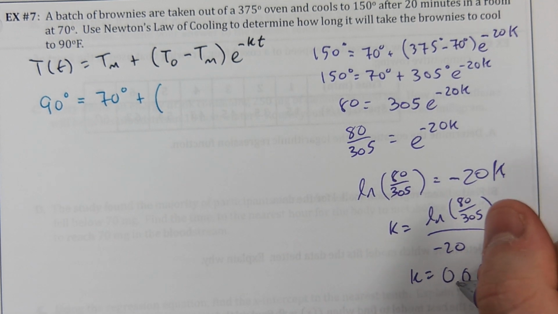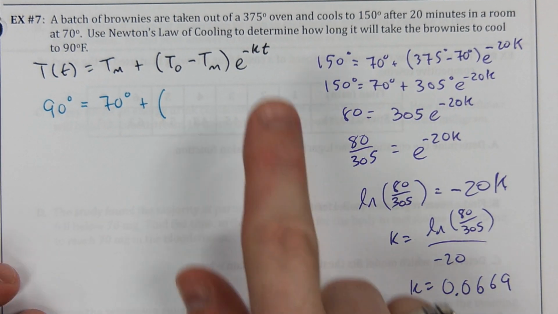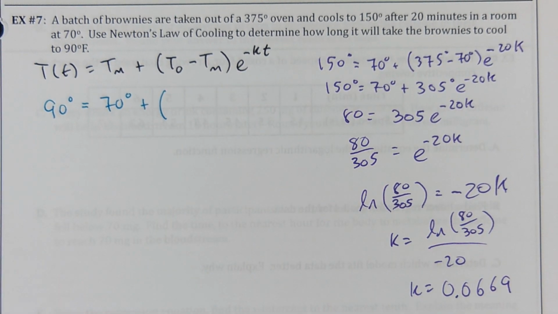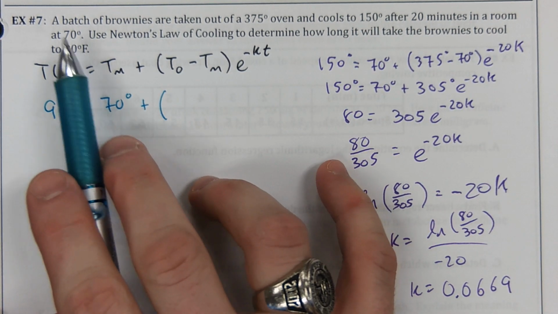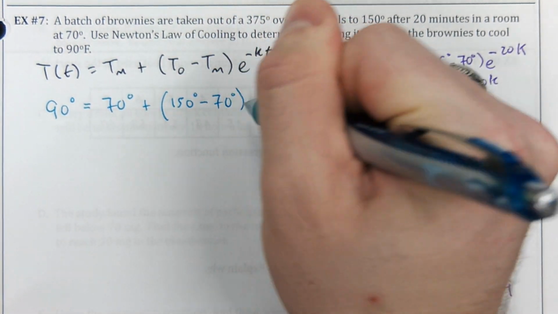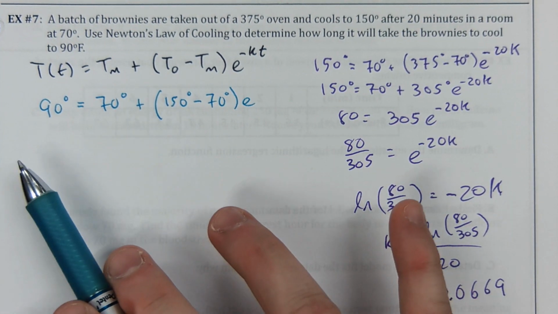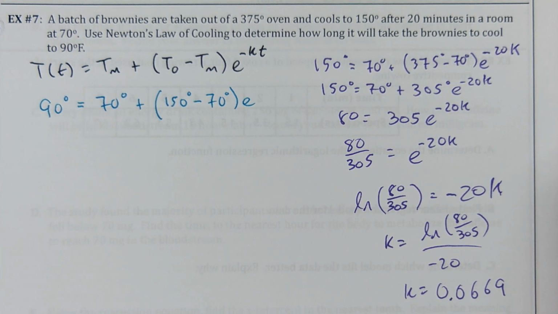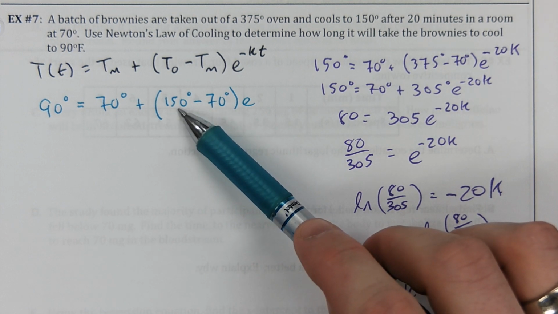Now we can figure out this T. Go back to blue. Original temperature is the 150 degrees. So now we're trying to cool from 150 down to 90. So we've got the 150. The surrounding medium still 70 because we're trying to cool down from 150 degrees to 90. If you wanted to, you could have said that this was 375. It won't make a difference.